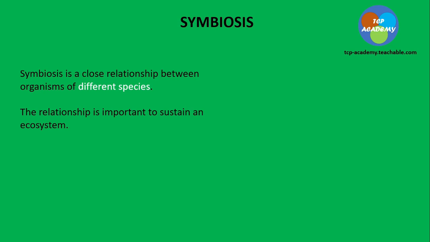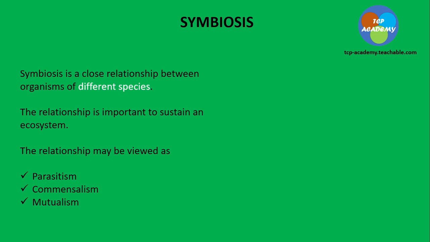Today we're going to be looking at a very close relationship between organisms of different species. And this is pretty much referred to as symbiosis. So symbiosis is a close relationship between organisms of different species. The relationship is important to sustain an ecosystem. The relationship may be viewed as parasitism, commensalism, or mutualism. These are the three groups that are looked at at the CXC level, and we're covering content for CSEC biology.